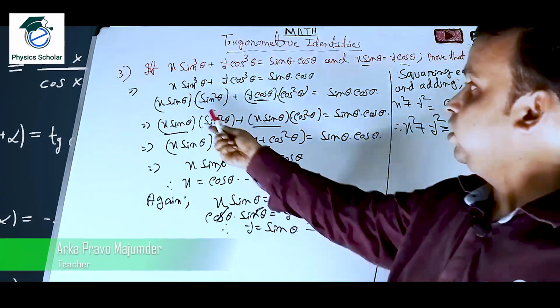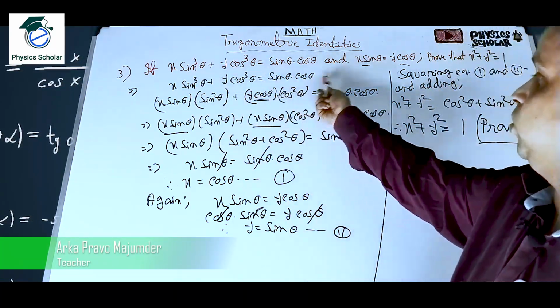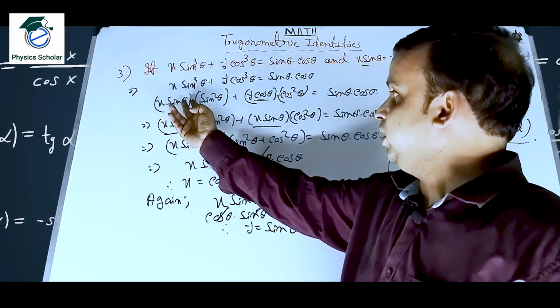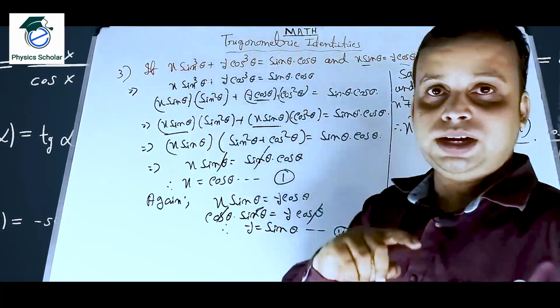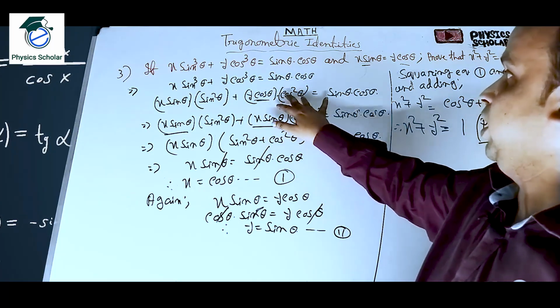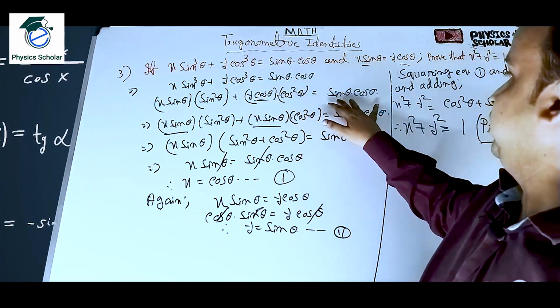Clear? Now, so x sin cube theta plus y cos cube theta is equal to sin theta cos theta. Now sin cube theta, how can you write? X into sin theta into sin square theta. That means x sin cube theta. Y cos cube theta, how can you write? Y cos theta into cos square theta. Clear? That means y cos cube theta is equal to sin theta cos theta.